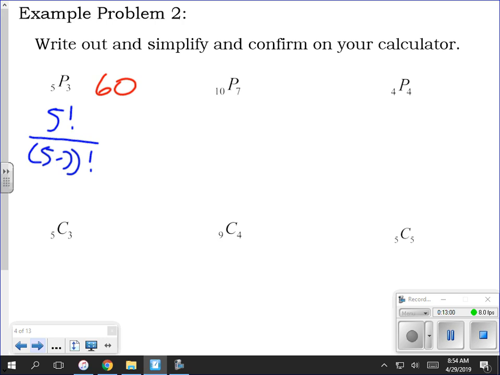So there are 60 ways. So I have 5 people. How many ways can I arrange 3 of them in the first 3 seats?